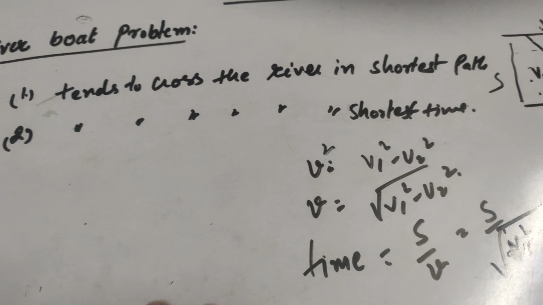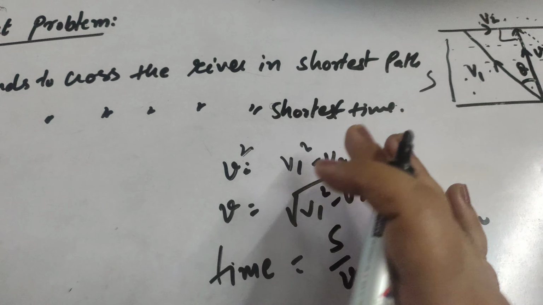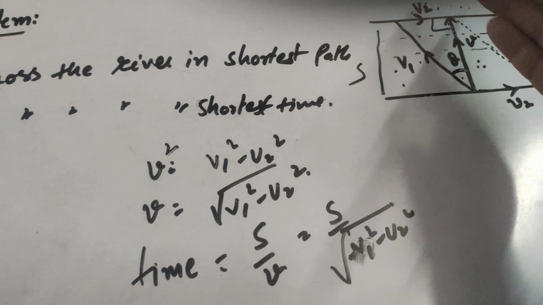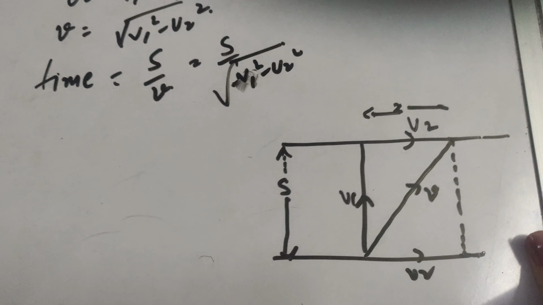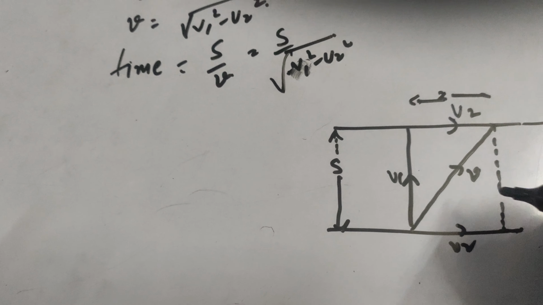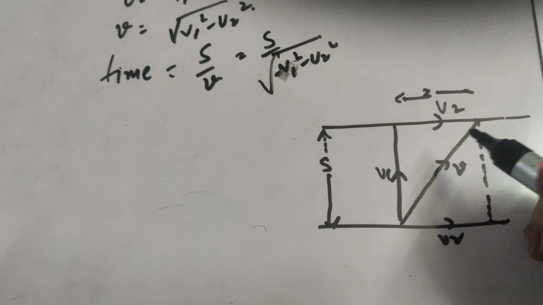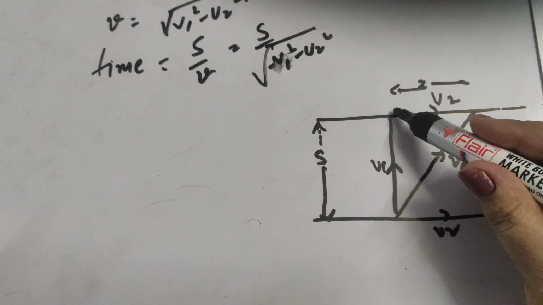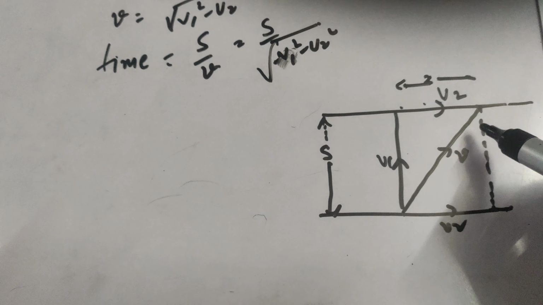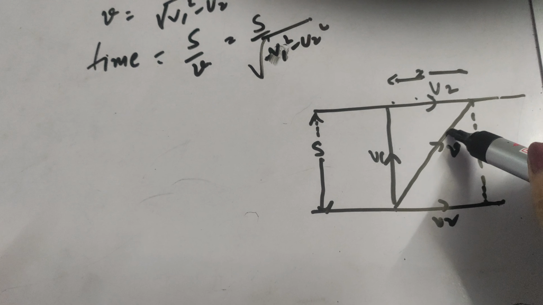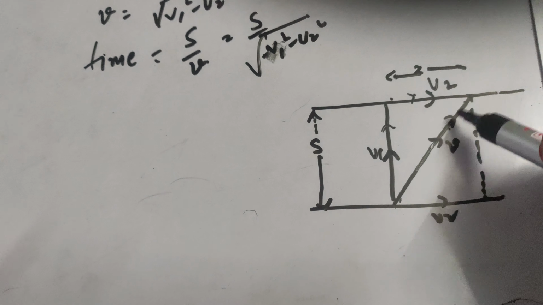Now if the boat tends to cross in the shortest time, it should row in this direction. Let me make this diagram first. So in this case I will follow this diagram. Here the boat tends to cover the river in the shortest time. So it will enter in this direction, but due to the river velocity, this water flow, it will move in this direction, and finally this is the resultant velocity with which the boat will move.